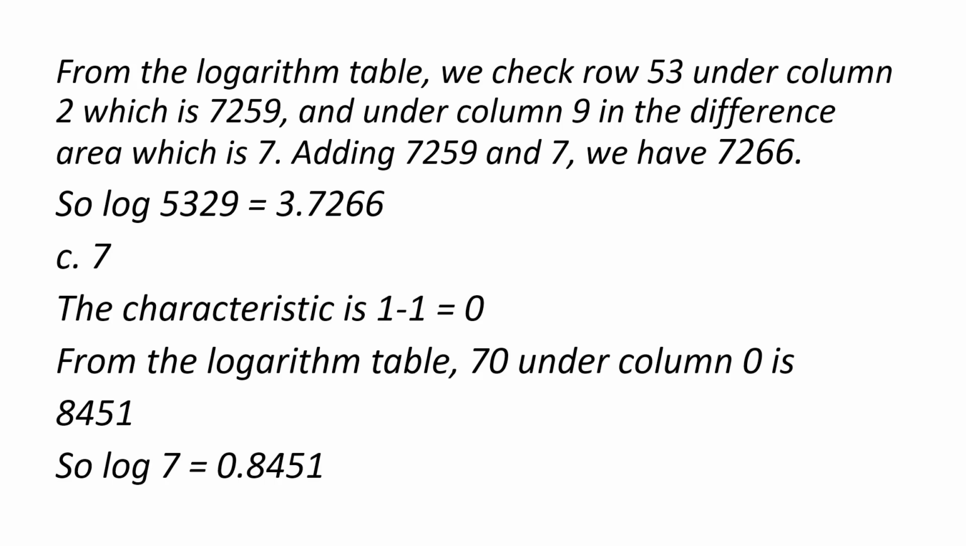C. 7. The characteristic is 1 minus 1 is equal to 0. From the logarithm table, 70 under column 0 is 8451. So log 7 is equal to 0.8451.